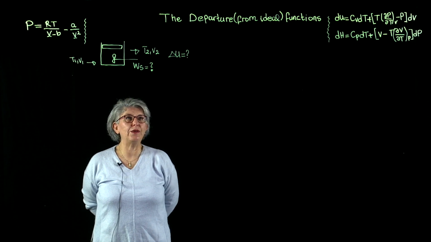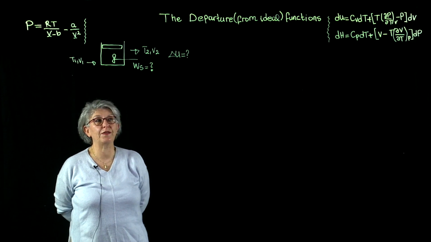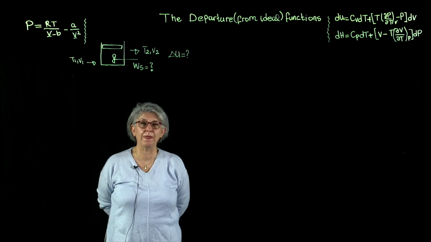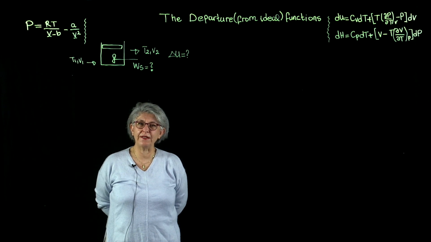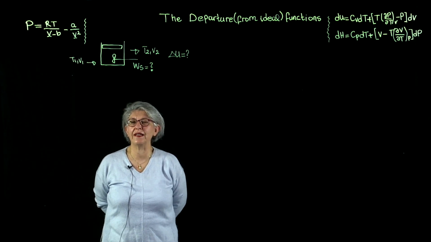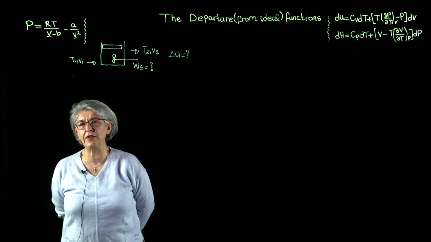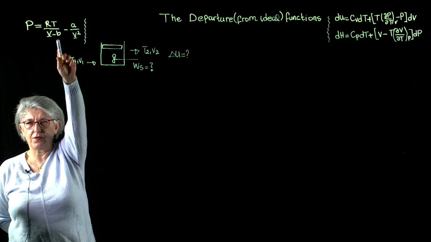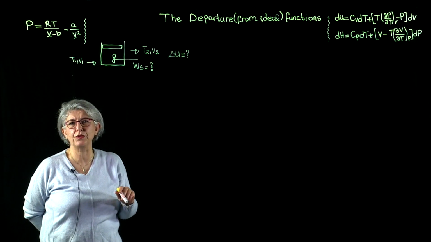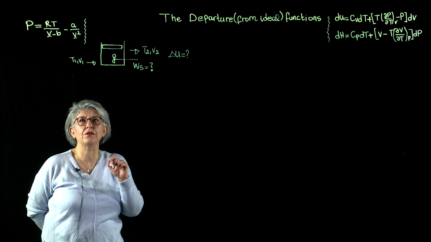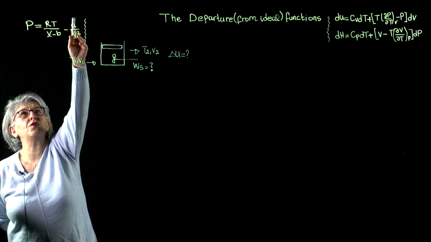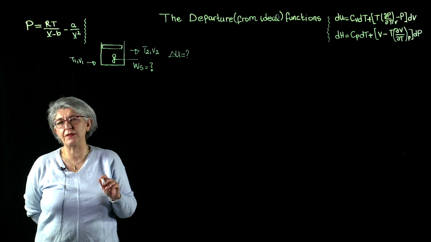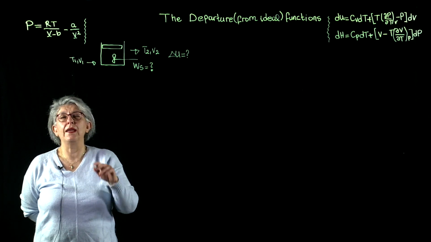In this video, we are going to learn the departure functions, and the departure refers to the departure from the ideal behavior. Previously, we have seen the departure from the ideal gas behavior. We have removed the assumptions of the ideal gas law. We have accounted for the volume occupied by the molecules themselves, and we have accounted for the attractive and repulsive forces between the molecules.